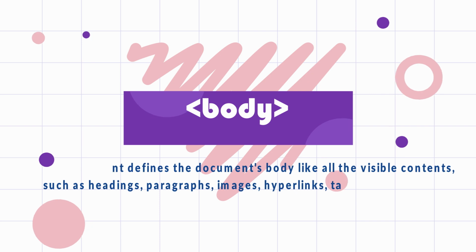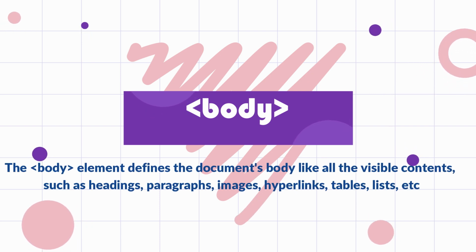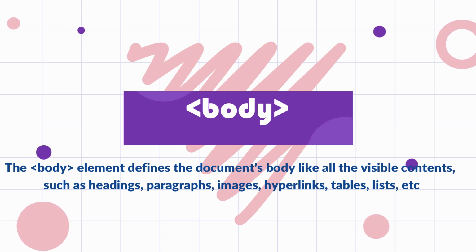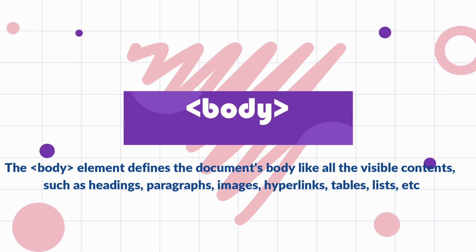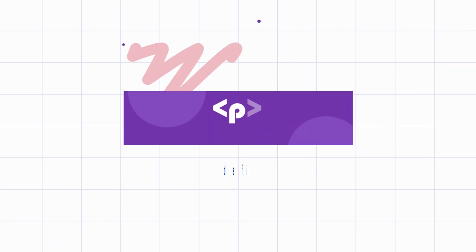The body element defines the document's body, like all the visible contents, such as headings, paragraphs, images, hyperlinks, tables, lists, etc. The H1 element defines a large heading. The P element defines a paragraph.